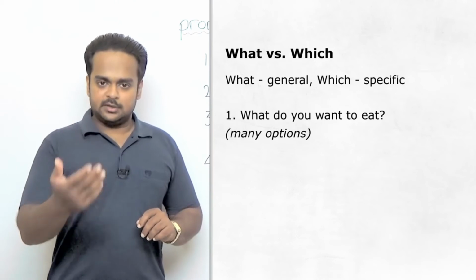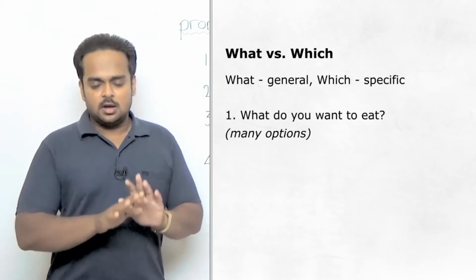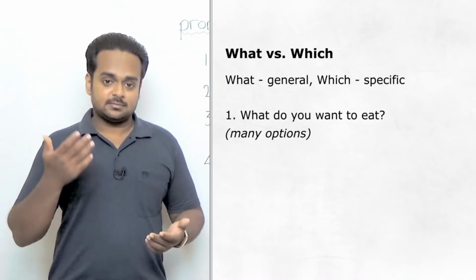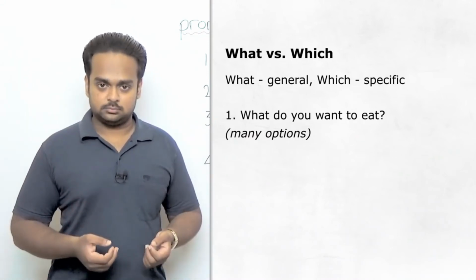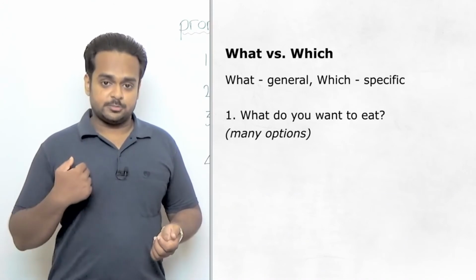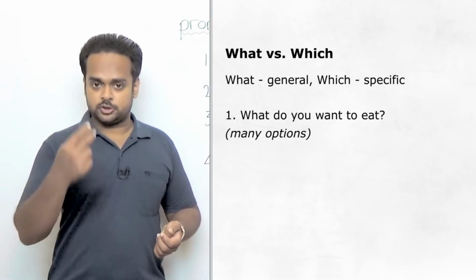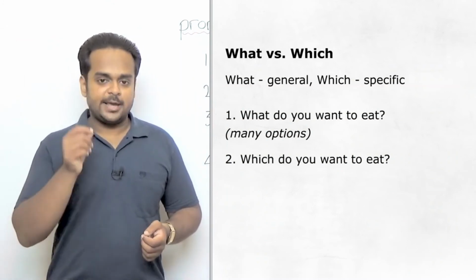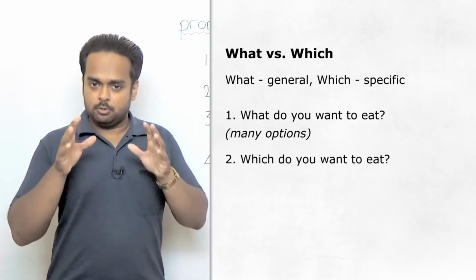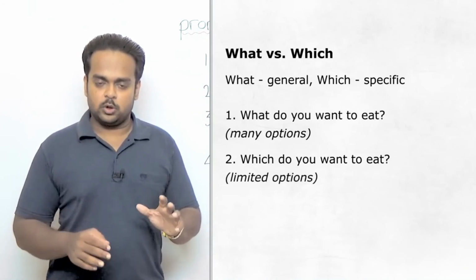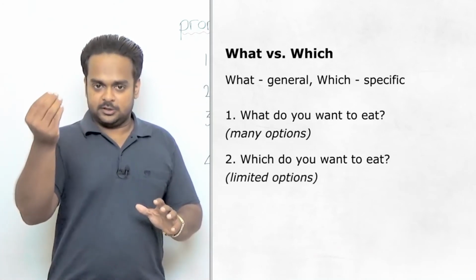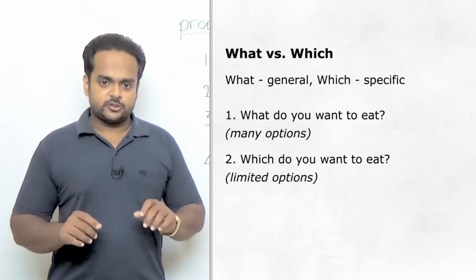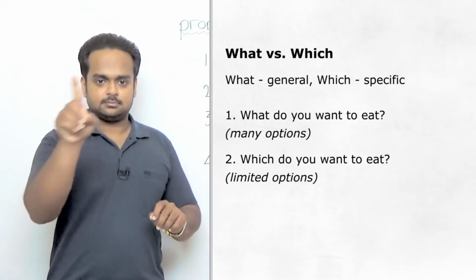But then before I can give my answer, the waiter says, I'm really sorry, it's late and we only have sandwiches and noodles. So now you turn to me and you know there's only two options. So you say, which do you want to eat? You're saying which because the number of options is limited. We only can eat either sandwiches or noodles. So think of which as kind of like pointing, this or that.